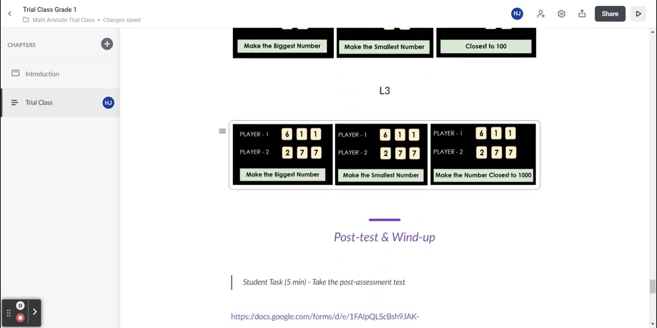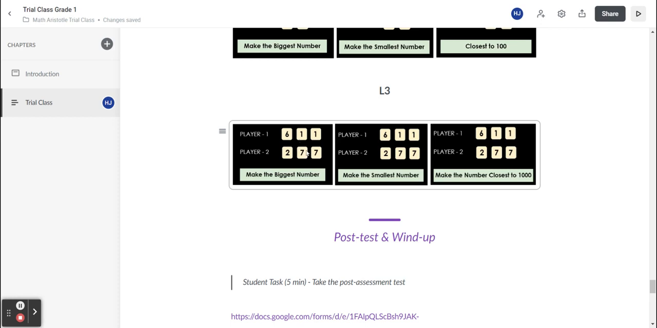In level 3, there are three digits. Now, here, as you can see, one digit is repeated. So you have to arrange these three digits in a way that makes the biggest number, smallest number, and a number that is closest to 1000. So, here in the first one, 611, 161, 116, or sorry, it could be 161. There are possible ways in which you can arrange this.